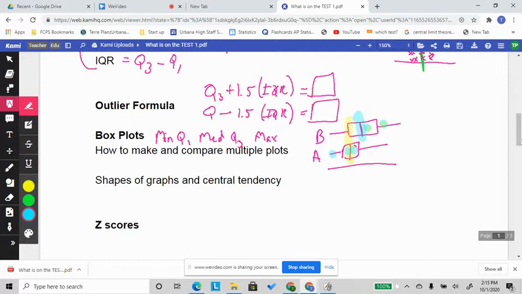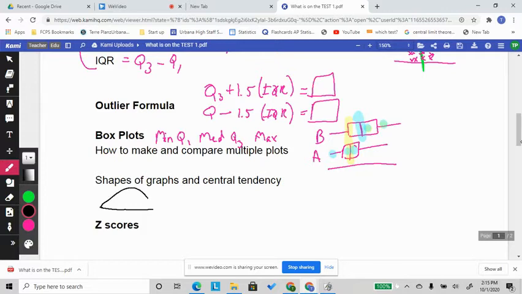Okay, shapes of graphs and central tendency. And there was also one on your quiz, by the way. Going back, sorry. So shapes of graphs and central tendency. You need to know if a graph is symmetric. It can look like this. Or a symmetric graph could actually look like this. That's a continuous. We'll talk about that. This one's a discrete. That's a symmetric graph.